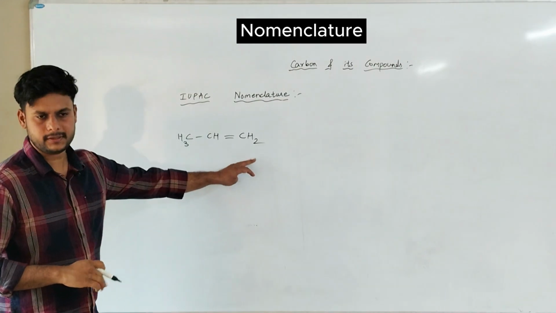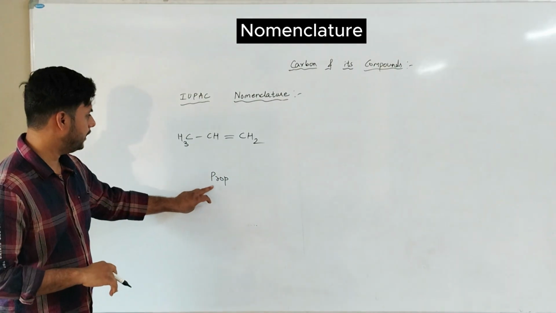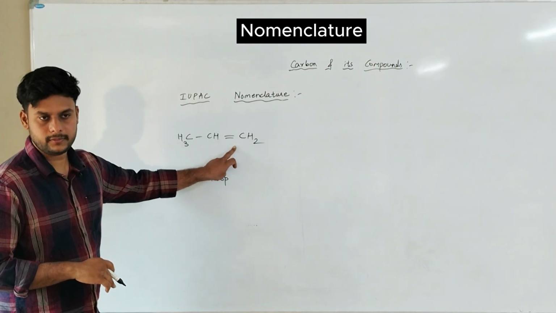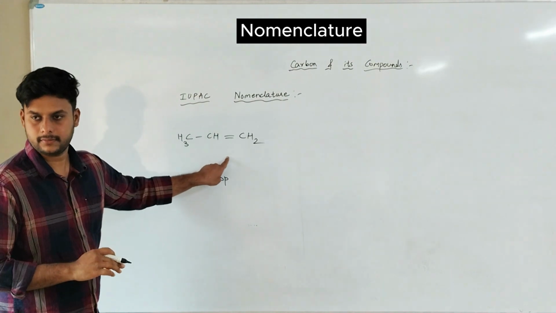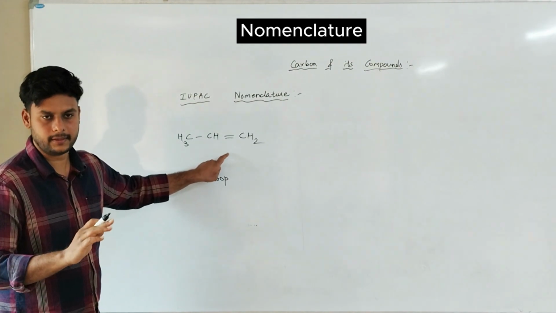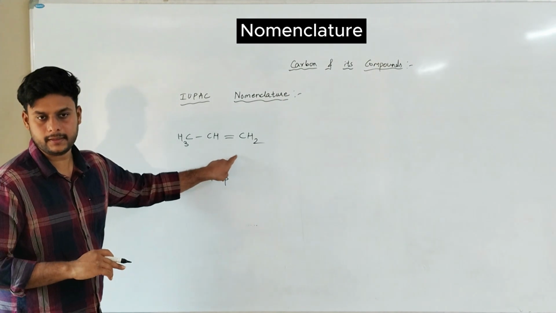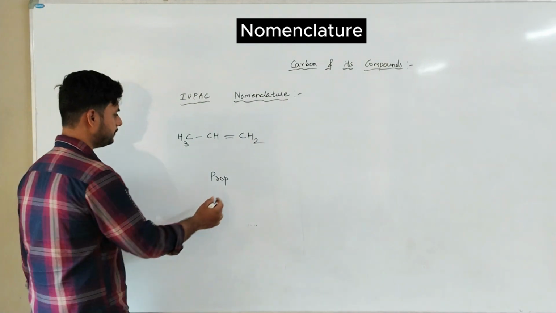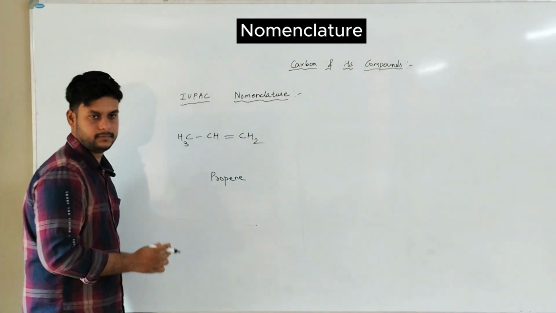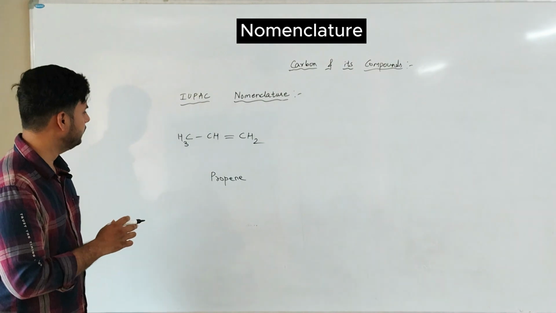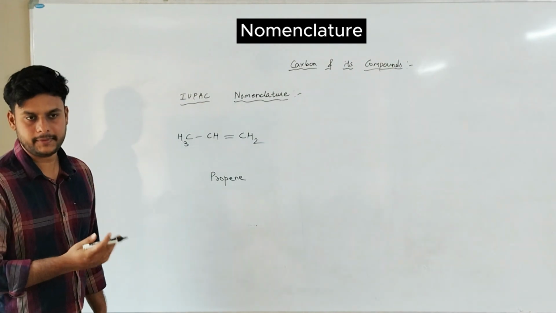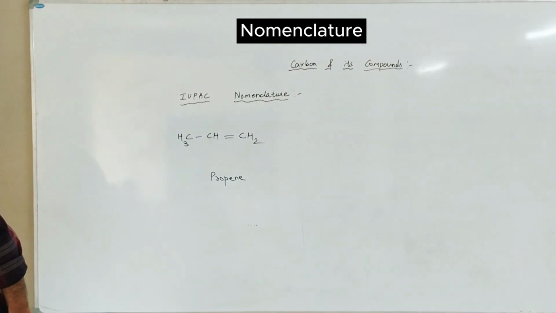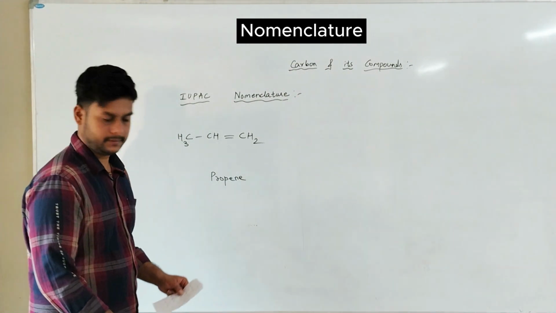So how many carbons are there first? 3 carbons. Same process. So prop. What are the bonds between carbon and carbon? I have a triple bond here, between carbon and carbon. Don't say hydrogen. Whenever you have CH2, CH3, leave that. So between carbon and carbon, how many bonds are there? 2 bonds. Double bond. So double bond means what? ENE. Propene. Understood or no? Do I have any prefix? Absent. Suffix? Absent. So the name is propene. Any doubt? Ready? Next.